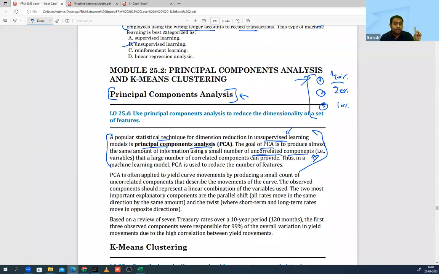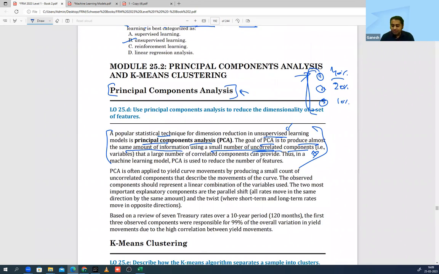Read this line properly: the goal of PCA is to produce almost the same amount of information using a small number of uncorrelated variables. Small number means only the first 3-4 variables are able to explain the maximum. Have you heard of the Pareto principle, 20-80? Have you ever applied it? 20% of things will explain 80% of the activity. 20% of your subjects will decide whether you pass FRM or not. Like that. So when you have a huge amount of data, by focusing only on those small independent variables which are uncorrelated, you'll be able to explain the maximum. You might not be able to explain everything. The intention is to explain the maximum.